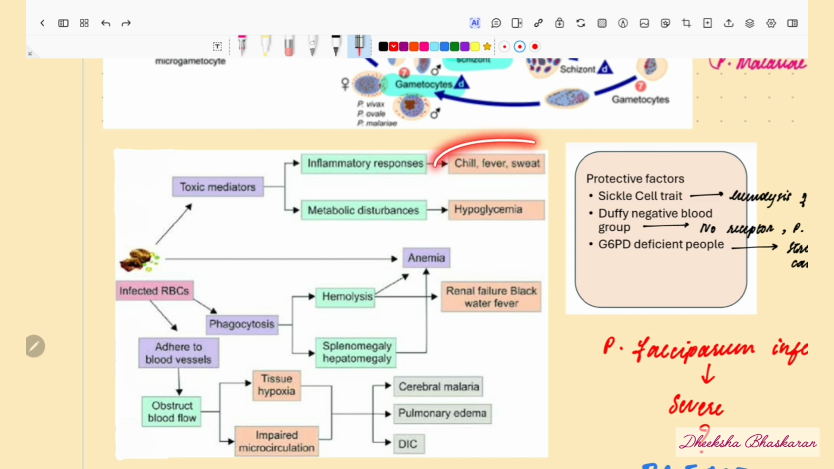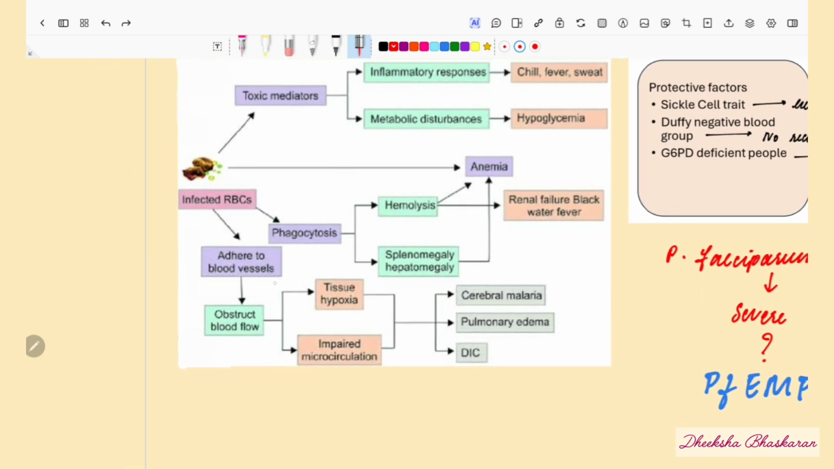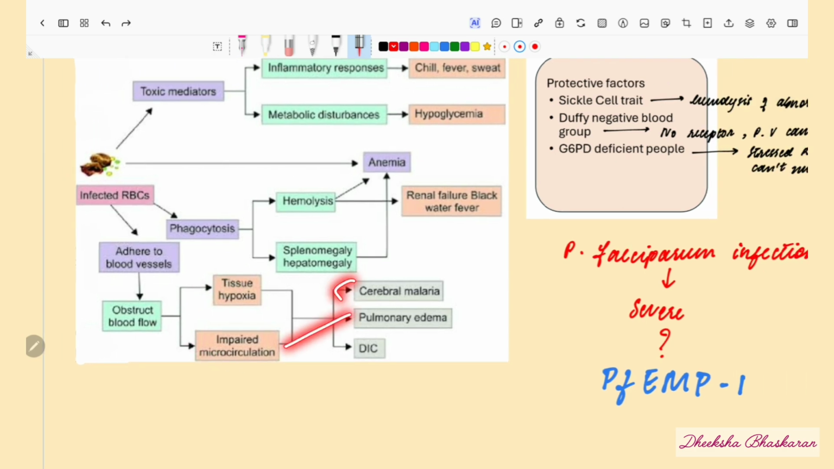This is like the stages of the disease that the person goes through. We'll talk about this in clinical features. Okay. Talk about adherence. I spoke about adherence to blood vessels, which obstructs blood flow. This obstruction to blood flow causes tissue hypoxia and impaired microcirculation. These can lead to end organ damage. The brain can be affected, causing cerebral malaria. There can be pulmonary edema or pulmonary superadded bacterial infection can occur, and all the blood trying to compensate. There can be DIC and all of those.